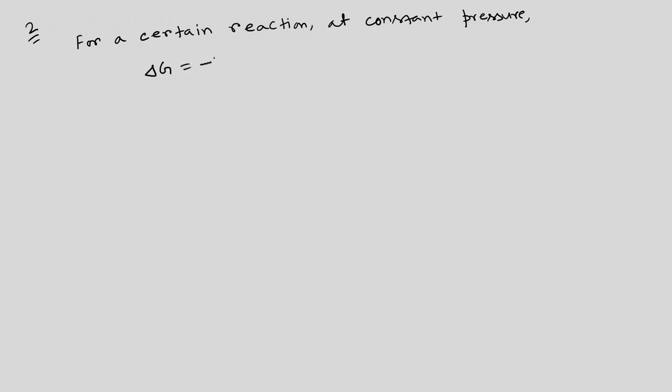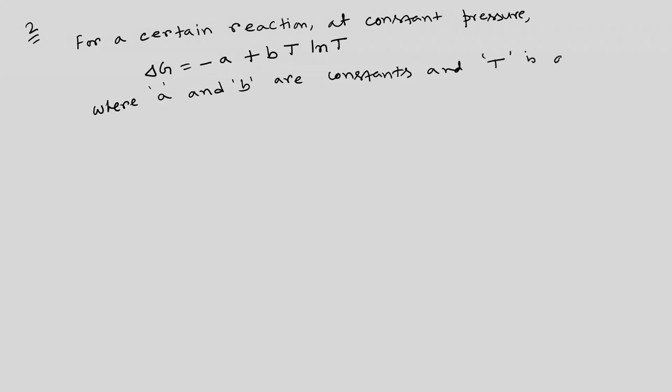Problem number 2 we discuss now. For a certain reaction at constant pressure, delta G is given as minus A plus B times T ln T, where A and B are constants and T is absolute temperature. And we need to calculate the change in enthalpy, or delta H. Okay, this is a very simple problem.